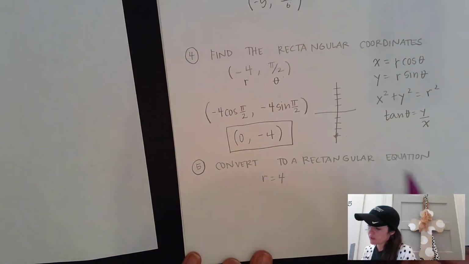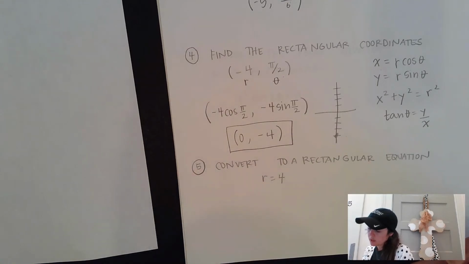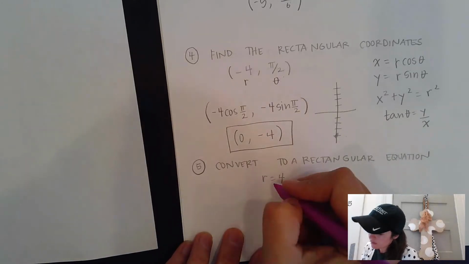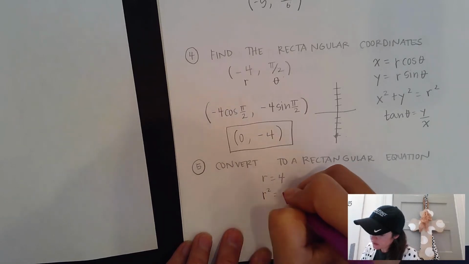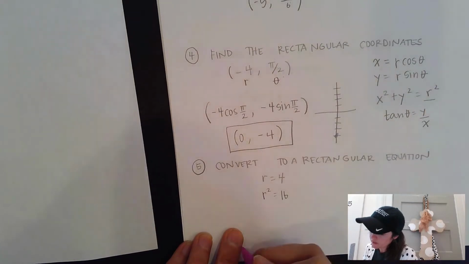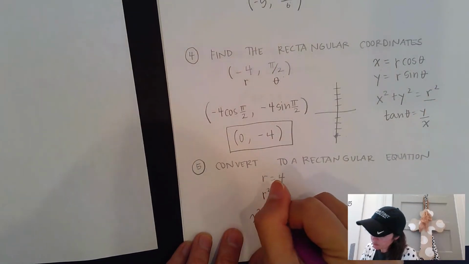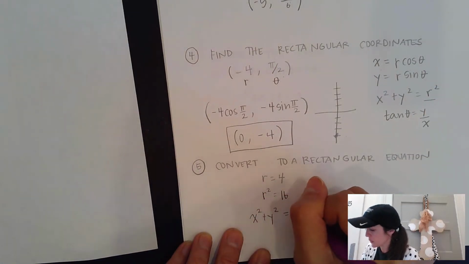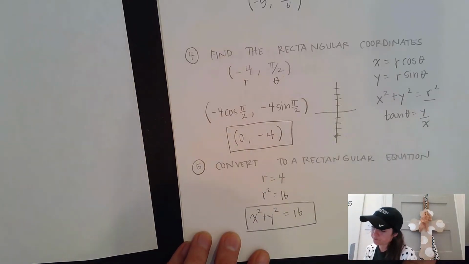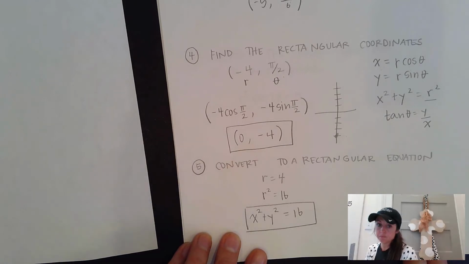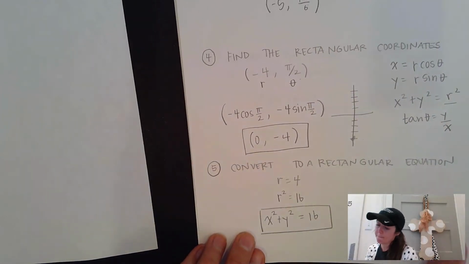Alright, so if I want to convert this to a rectangular equation, I have r is going to be equal to a 4. Okay, so if I was to square both sides, I would have r squared is equal to 16. r squared then would be equal to x squared plus y squared. So this would be x squared plus y squared is going to be equal to the 16. Okay.